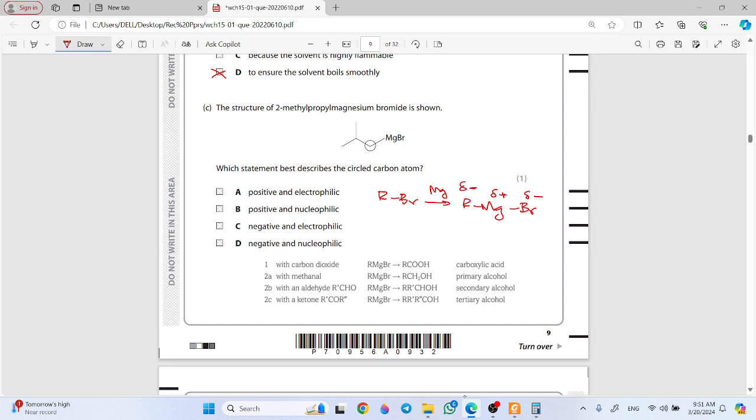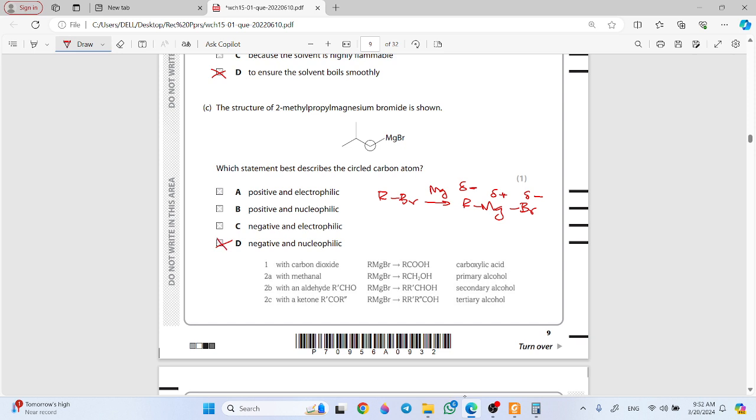So it is not an electrophile. You may think it's an electrophile. No, it's a nucleophile. It's a nucleophile because it has a partially negative charge, right? Okay, so it should be negative and nucleophile. Right. So answer would be D.